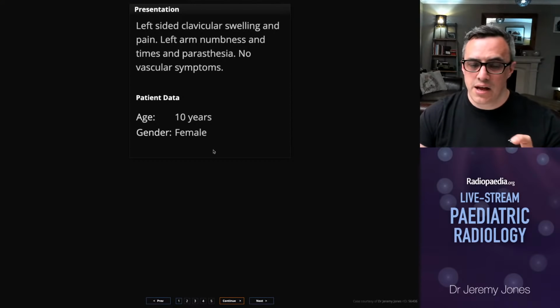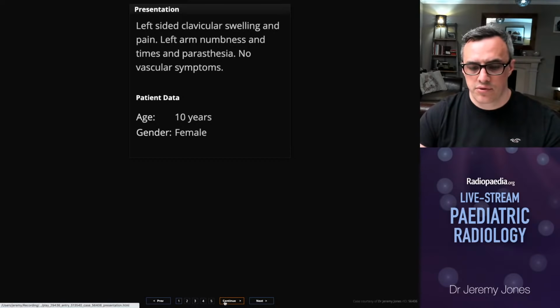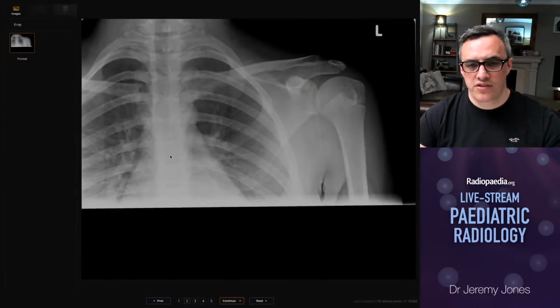This is the more classic appearance of CRMO. I thought I'd put this one in as well. So this is a 10-year-old girl with left-sided clavicular swelling and pain, arm numbness at times and paresthesia, no vascular symptoms. And what do we see?